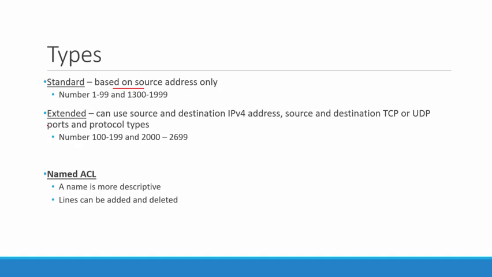I can do, here I just discussed, number. I can also do a named access control list, as we'll see in a little bit here. A name is a little more descriptive, so if I name it, that allows me to know what this ACL is supposed to be doing. Not to say that I couldn't write a description in there, but it is a little more descriptive.